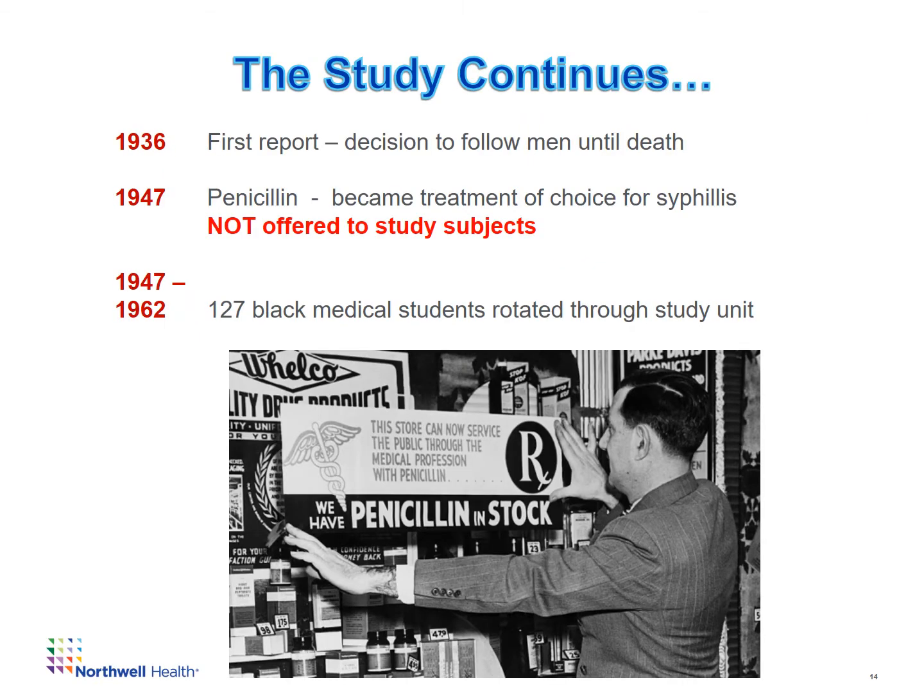In 1936, a report was published, and it was decided that the information obtained was valuable enough to follow these men until death, when autopsy could further illustrate the ravages of tertiary syphilis, which included tumors, heart disease, paralysis, blindness, insanity, and death. Local physicians were discouraged from initiating any treatment so that the disease could be observed in its natural course. In 1947, penicillin became the standard treatment for syphilis. The men in the study were not offered this treatment.